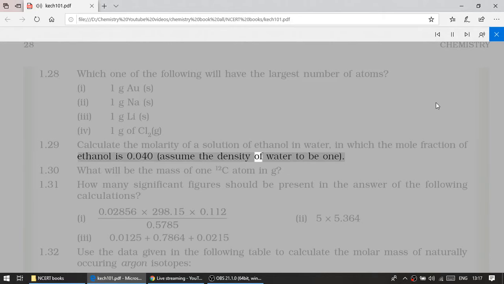Assume the density of water to be 1 g/mL. 1.30 What will be the mass of one 12C atom in g? 1.31 How many significant figures should be present in the answer of the following calculations? 1. 0.02856 × 298.15 × 0.112 / 0.5785, 2. 5 × 5.364, 3. 0.0125 + 0.7864 + 0.0215.